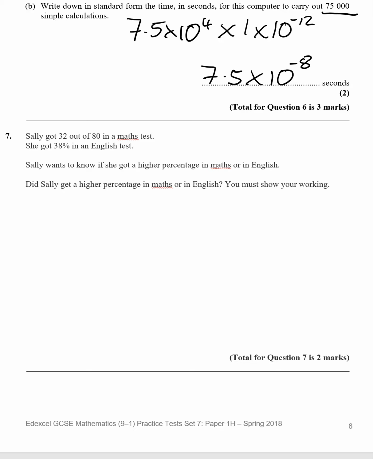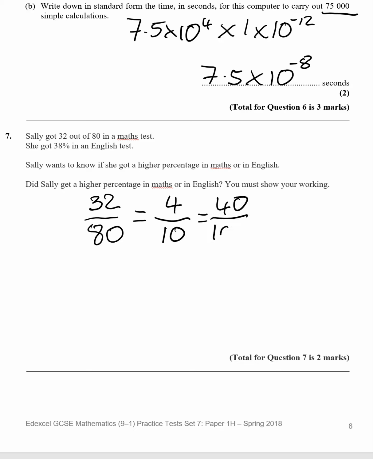Right, okay, so basically we need to do 32 out of 80 as a percentage. Now, I'm going to use equivalent fractions because I know 8 goes into both of these. 8 goes into 32 4 times. 8 goes into 80 10 times. Because it's 4 out of 10, it's the same as 40 out of 100, 40%. So, did Sally get a higher percentage in maths or in English? Maths.